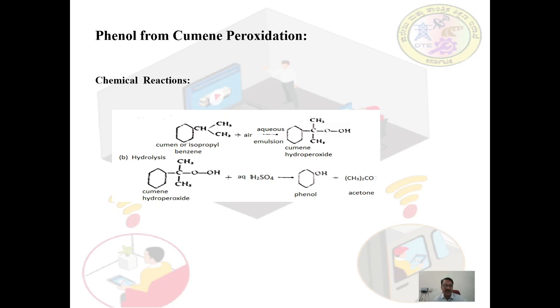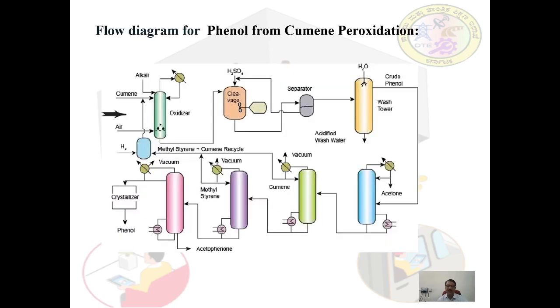Aqueous emulsion is prepared using emulsification agents. Operating conditions are normal temperature and pressure. Emulsification agent: sodium hydroxide, that is alkali. For hydrolysis, 10 to 25% sulfuric acid is used. The operating conditions are 55 to 65 degrees centigrade and atmospheric pressure. So this is the flow diagram for the production of phenol from cumene peroxidation process.